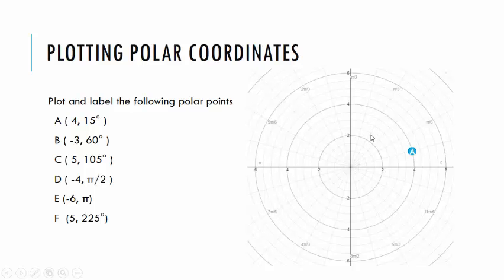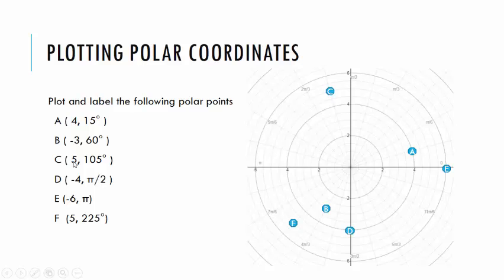If your instinct was to go in the opposite direction, you would be completely correct. So along the ray for 60 degrees, instead of going outwards towards 60 degrees, we're going to go in the opposite direction so that we go down to the third quadrant. B would be here in quadrant 3.